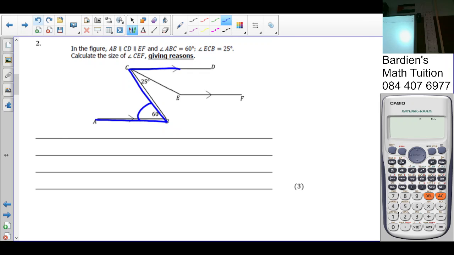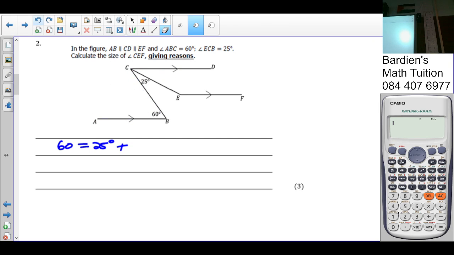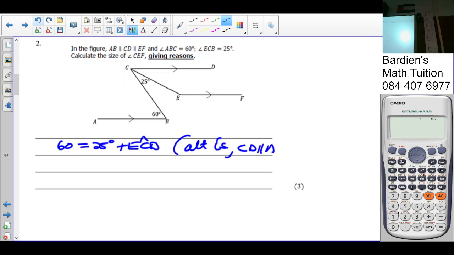So 60 degrees is equal to 25 degrees plus this angle in question here, which is ECD. Why? Because it's alternate angles with CD being parallel to AB. Can you see that, people? So ECD is equal to 60 minus 25, which is 35 degrees. So that angle is 35 degrees. So what do I do now?